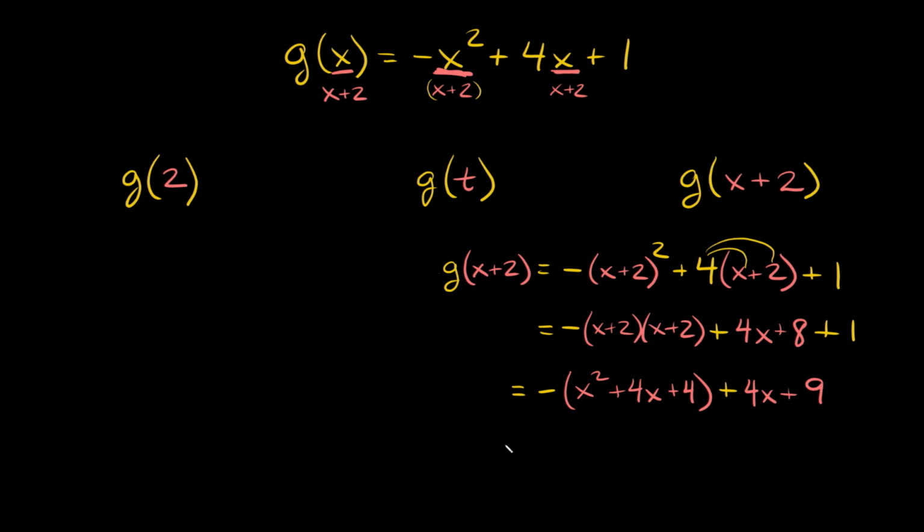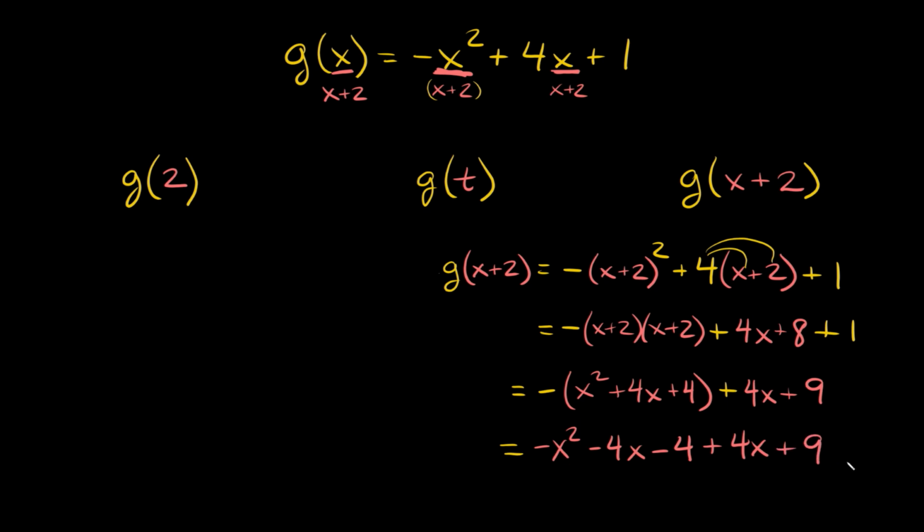Okay, now the last thing we can do here is distribute this negative sign into this set of parentheses. So negative times x squared is going to be equal to negative x squared, and then negative times positive 4x is going to be negative 4x. And then negative times positive 4 is going to be negative 4. And then we have our other two terms out here, right? Plus 4x plus 9. All right.